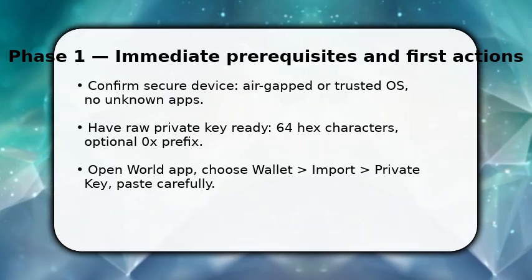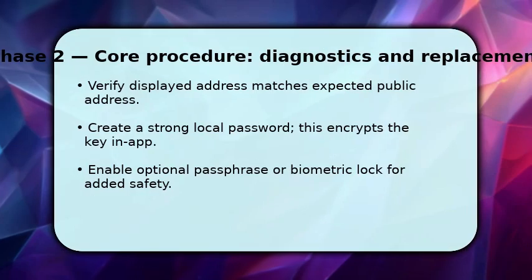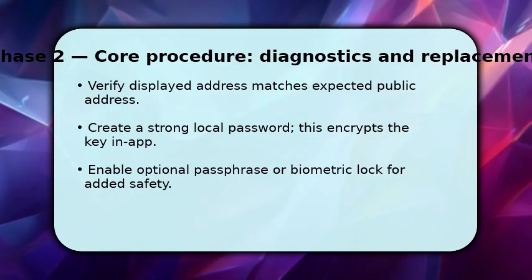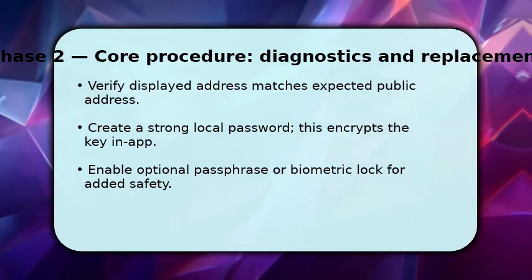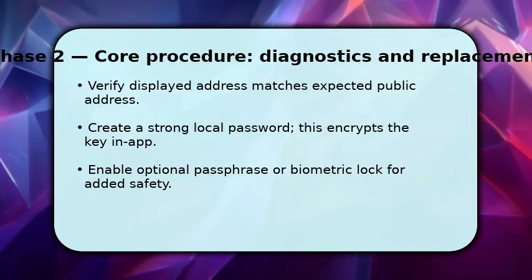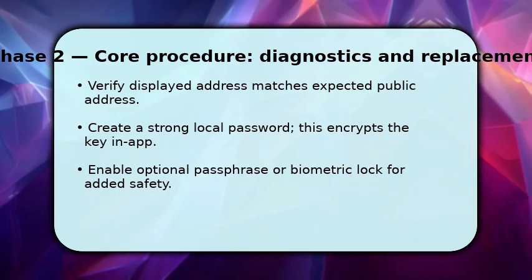After pasting, review the on-screen address that appears before continuing. You now verify and configure access. Check that the shown public address equals the address you expect, because a wrong key yields a different account. Next, set a strong local password that the World app will use to encrypt the key. This protects it from local theft.